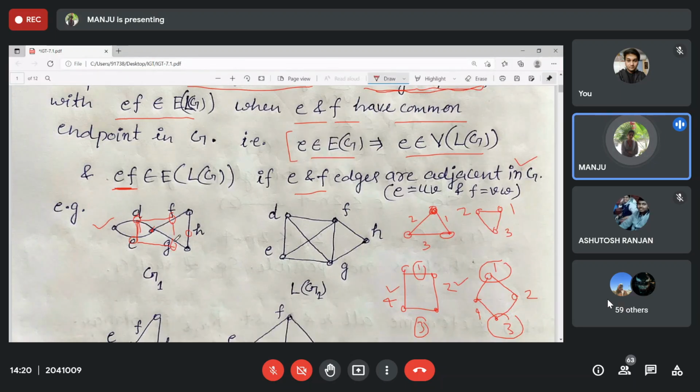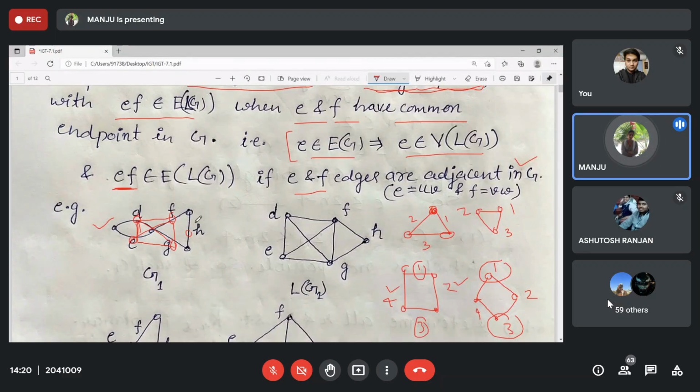So here, these are adjacent because of this one. These are adjacent, these are adjacent. Okay. What about H? H is independent of D and E. Clear? H has no relation with D and E. No adjacency, no common point, right?